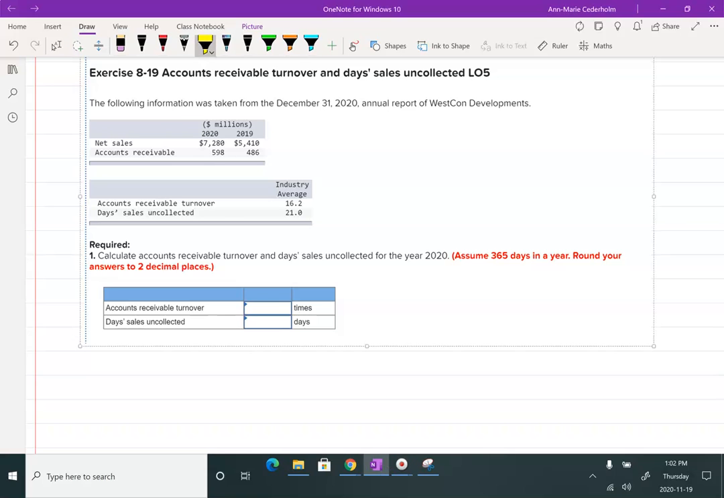So in this question, we're going to calculate two ratios. One is the accounts receivable turnover ratio, and then in another video, I'll do sales collected. And then we'll compare them to industry average to see how we're doing compared to our industry, if we're doing better or worse. So the first ratio that we'll do is I'll write it right down here.